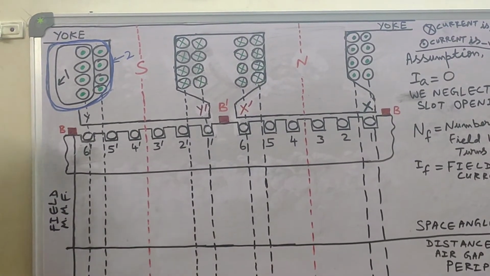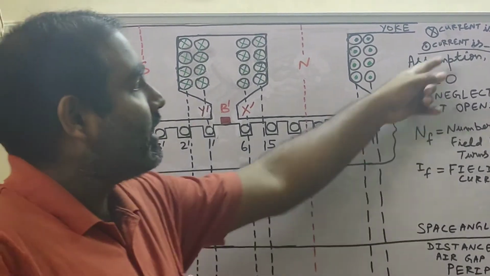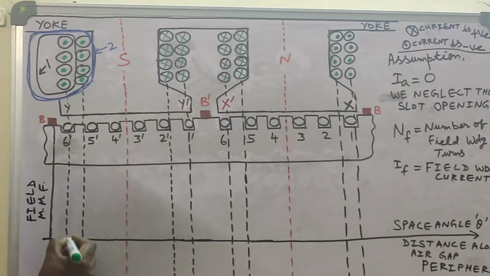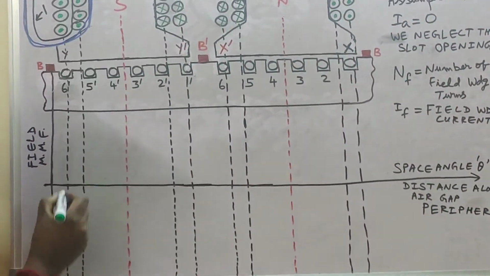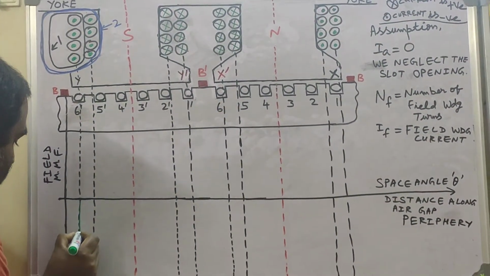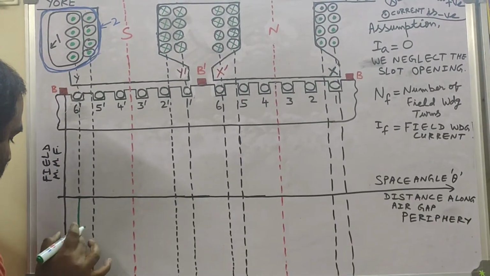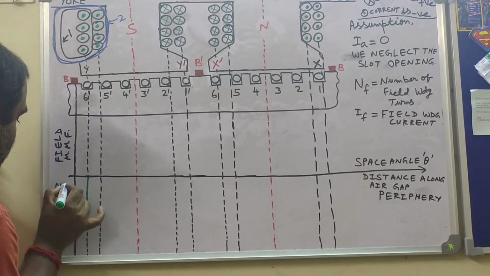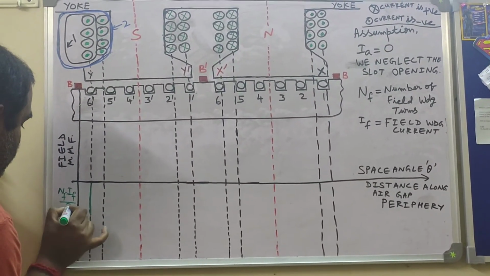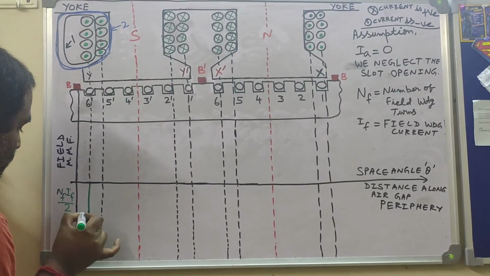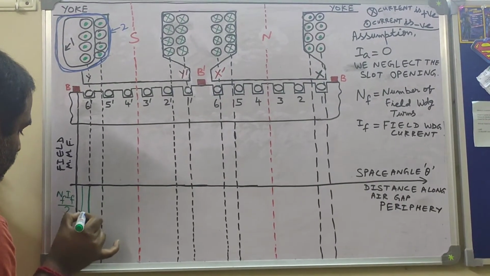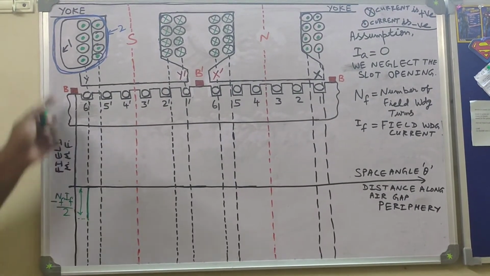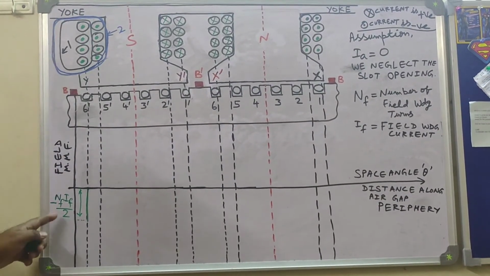But please recall our convention. Cross current is taken as positive, whereas dot current is taken as negative. So that's why you will have negative. Now here, what will be the MMF? NF into IF by 2. So how much is this? This is NF into IF by 2, this part, this portion. Of course, there will be a minus sign because dot current is minus.